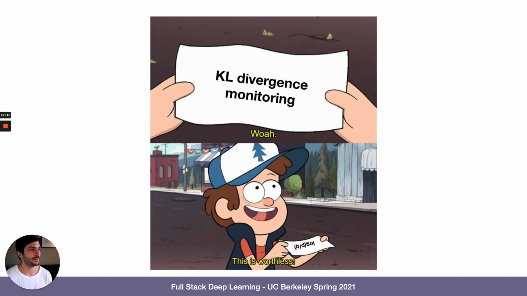And yeah, I posted about this on this machine learning ops Slack this morning, and someone made this meme, which I kind of liked. Yeah, monitoring KL divergence is worthless.